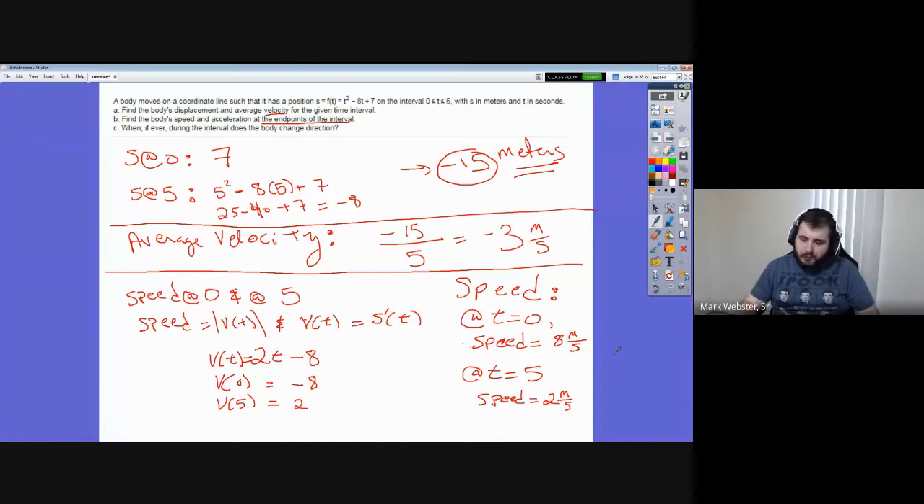So just be aware, in physics, you would refer to velocity versus speed as a vector versus a scalar. A vector is a quantity that has a direction to it. That's why velocity can be positive or negative, because we want to know, are we going forward or backward? Are we going north? Are we going south? Are we going east? Are we going west? Whatever. Speed as a scalar is just a number. It's a magnitude. It has no direction to it.